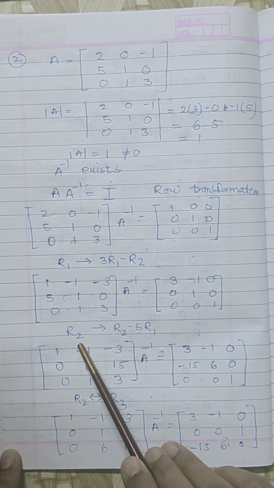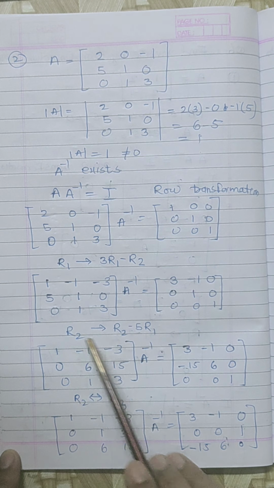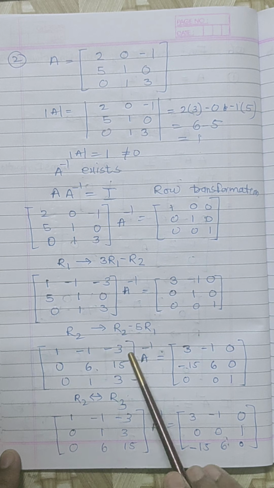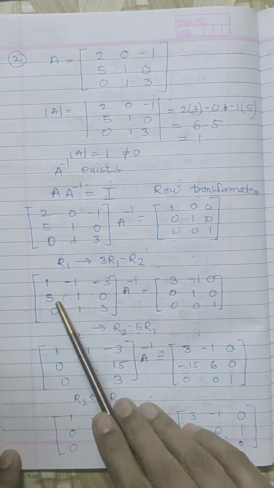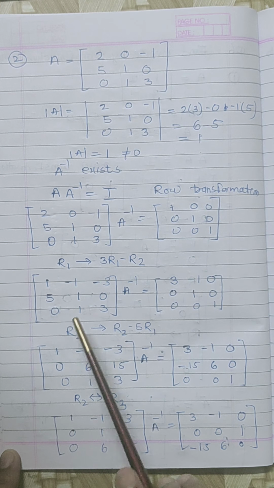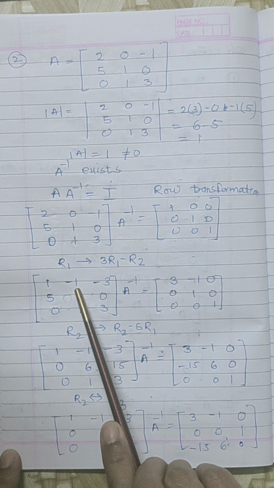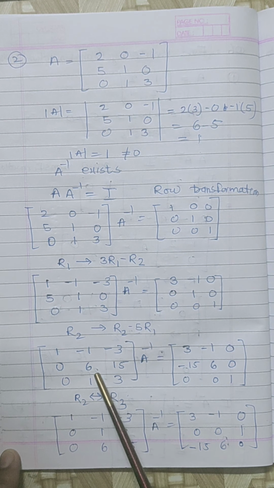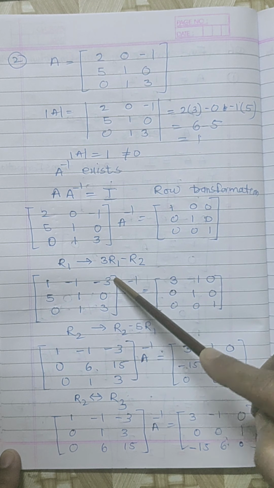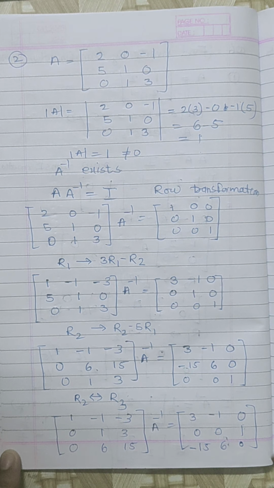So the next transformation on R2 we have to do, because this 5 we have to convert into 0. So R2 changes to R2 minus 5R1. First row and third row write as it is. Now R2 minus 5R1, this is 0. R2 means 1 minus 5 into minus 1, 6 it will become, and 0 minus 5 into minus 3 means plus 15, and this third row as it is.